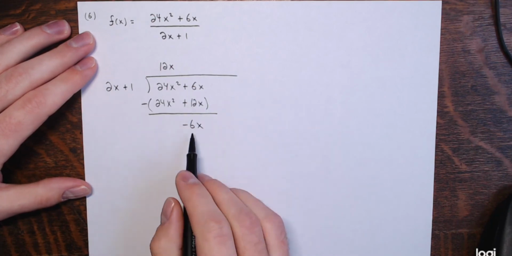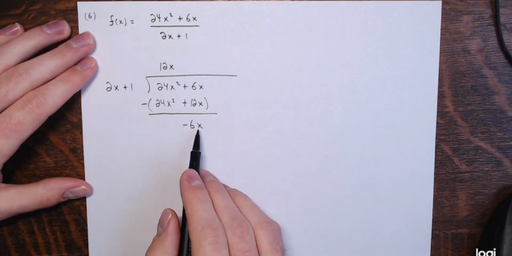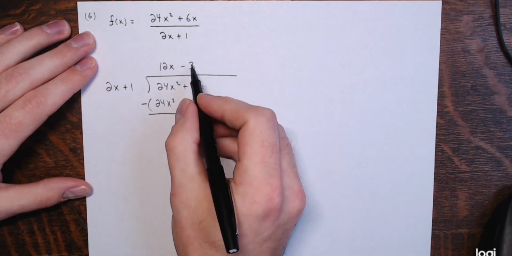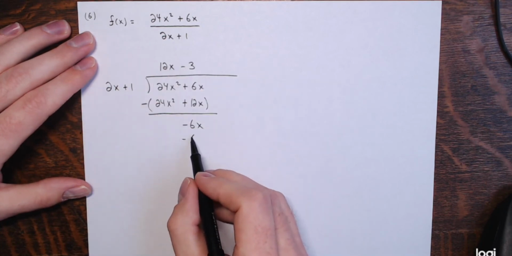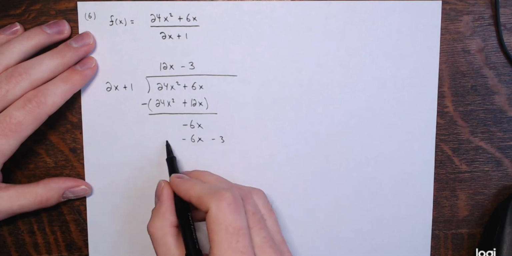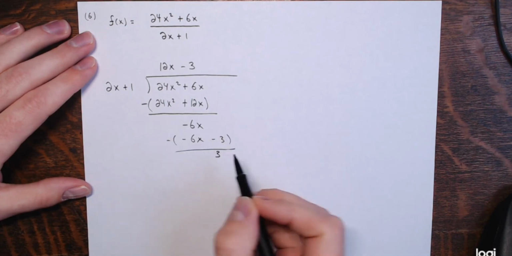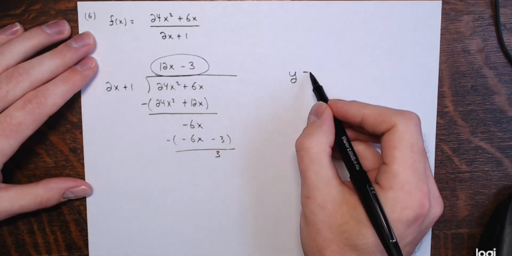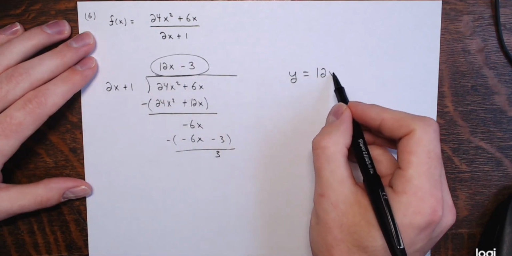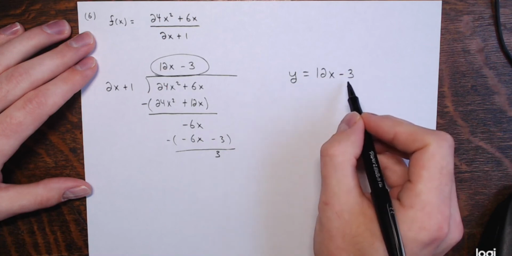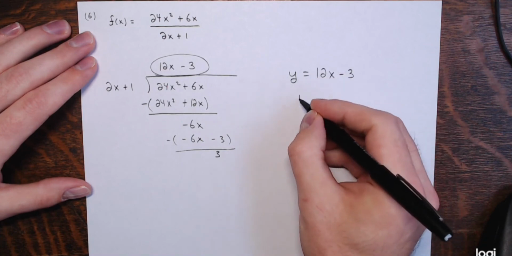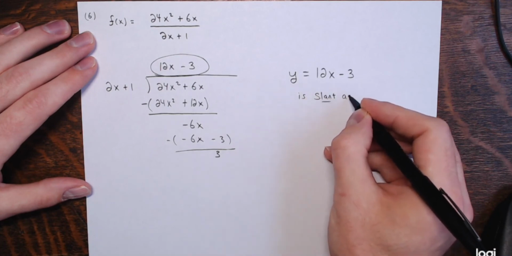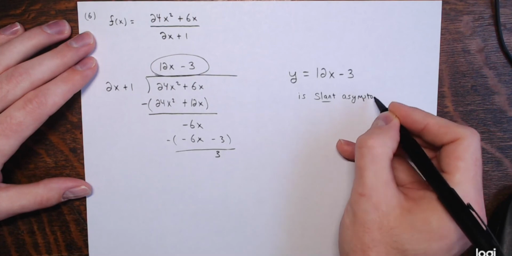And then, the degree is not smaller yet, so I keep going. Negative 6x divided by 2x would be negative 3. And then I'm done. Right? Then we'd have negative 6x minus 3, subtract all this, and the remainder would be positive 3. But here's the quotient right here. That's all that matters. Y equals 12x minus 3. And that's another linear function. This would be called a slant asymptote. Right? So this would be the slant asymptote for our function f.